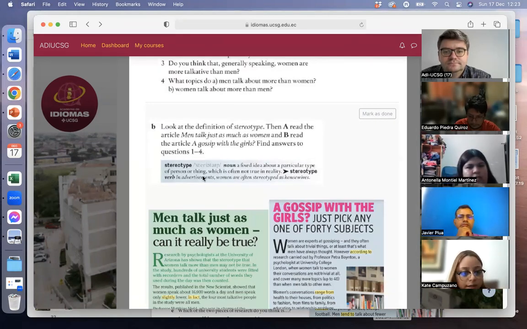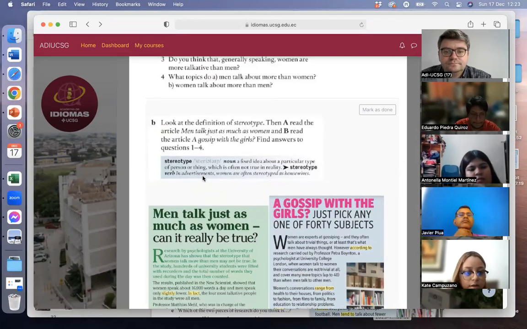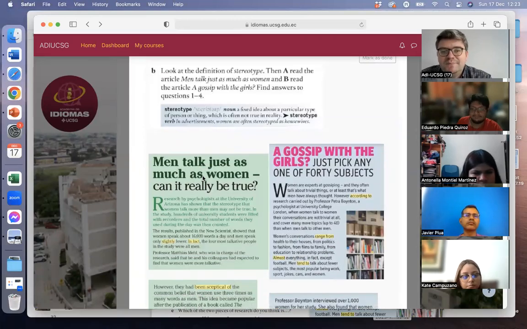Sure. A stereotype is a fixed idea about a particular type of person or thing, which is often not true in reality. Stereotype, verb: in advertisements, women are often stereotyped as housewives. Very good. So, as we said, a stereotype is not necessarily true or a reality.